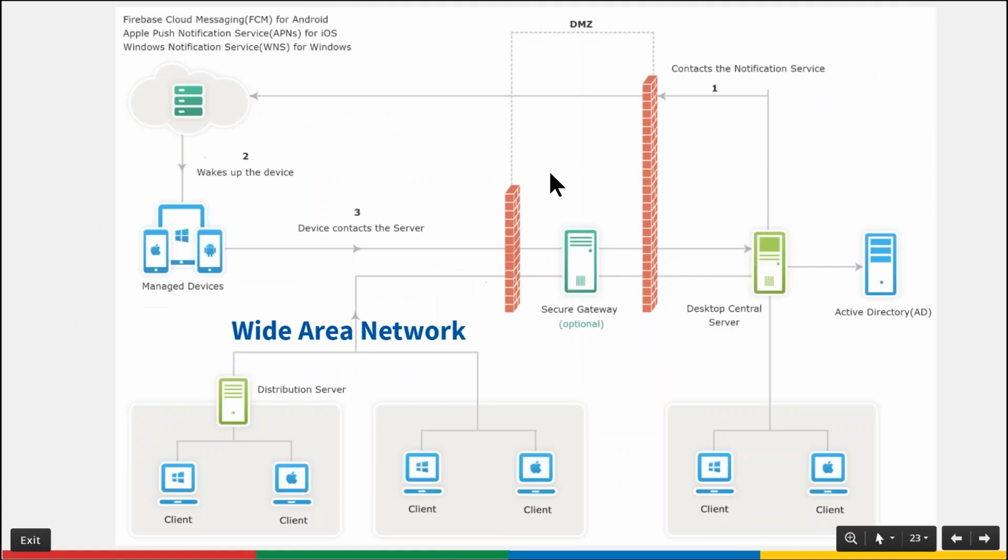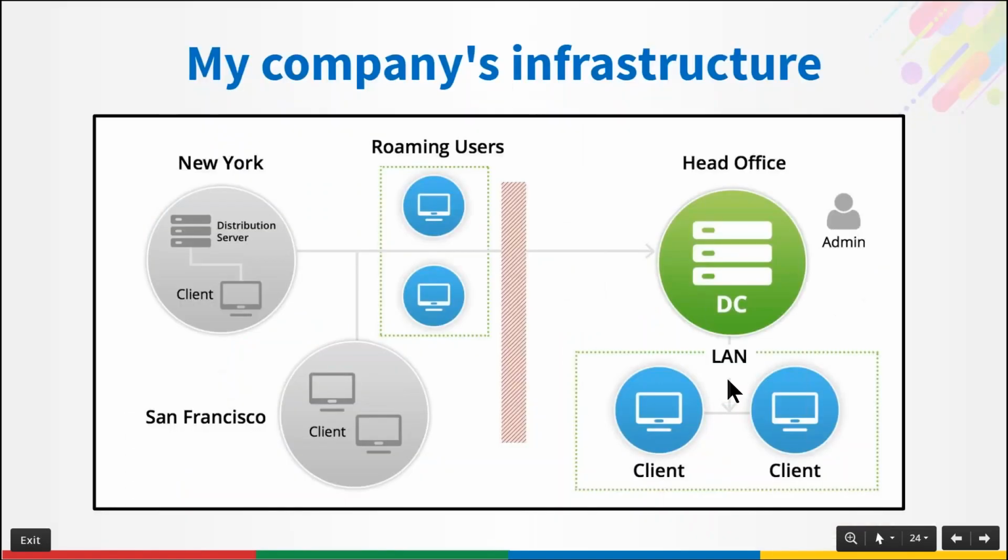So now we are sure how multiple sites can be added as a wide area network, and then it can be managed via Desktop Central. And now we have roaming users, salespeople who travel across the globe. How can I manage the roaming users?